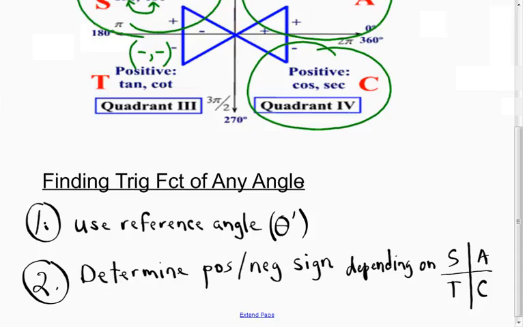So finding the trig of any angle is just a 2-step process, very easy. First, you find the reference angle, which remember is theta prime. And number 2, we just make sure before we're done that we determine whether it's positive or negative, simply depending on what quadrant it's in. All right, so remember this, going clockwise, all students take calculus.